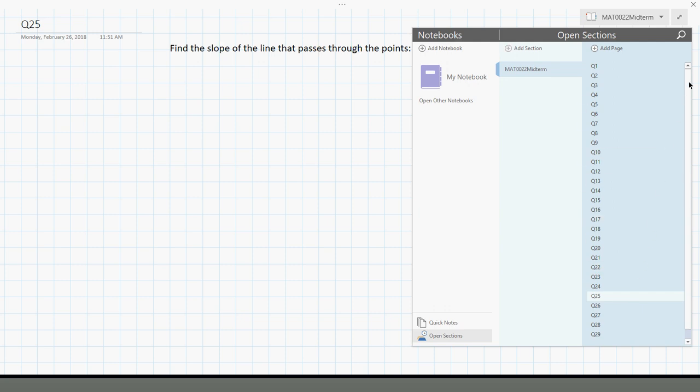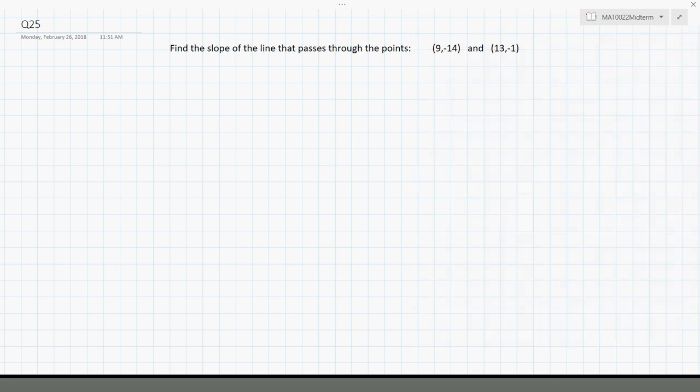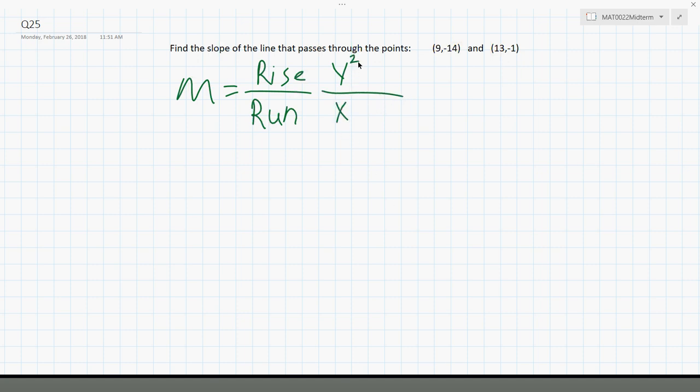Next one, 25. Find the slope of the line that passes through these two points. So we know what slope is, right? That's the formula for slope, but we're just looking for slope. Slope is equal to m. Another way to say it is rise over run. When you think rise over run, rise is the y values and run is the x values, right? And we're going to say y2 minus y1 over x2 minus x1.